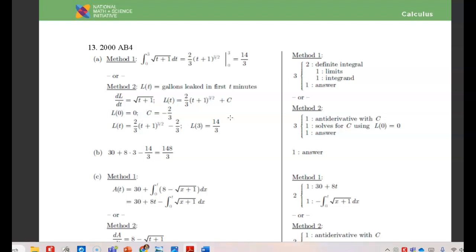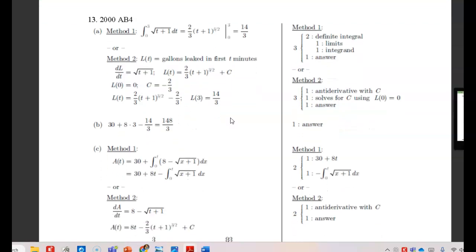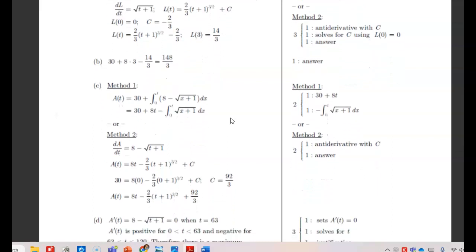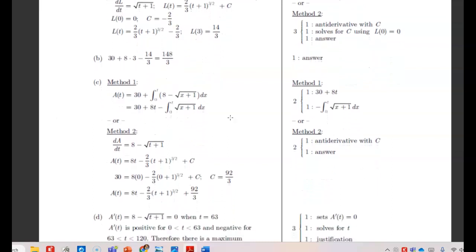Yep. And then part B was very similar. In part B, you were just taking that value and taking that initial 30 and adding to it the area under the curve. And then part C, again, 2 different ways you could go about doing it. My guess is we have method 1. We don't know the plus and stuff yet. So we have to show the fact.